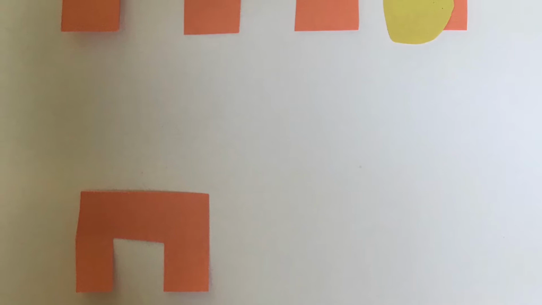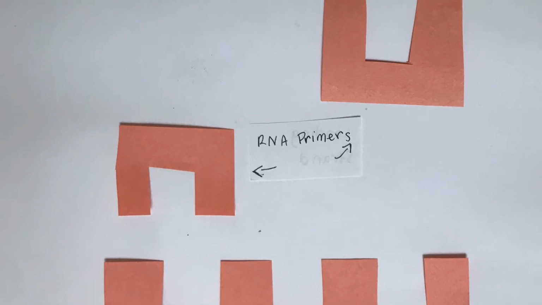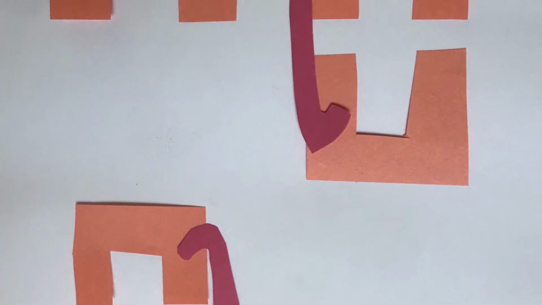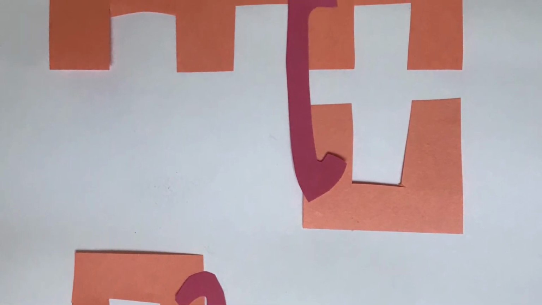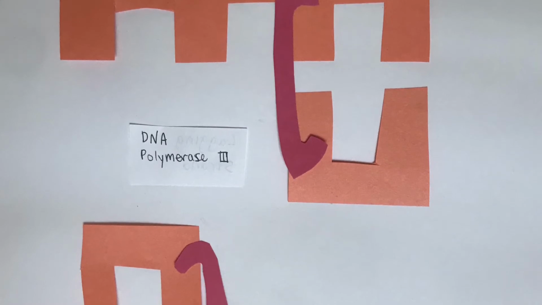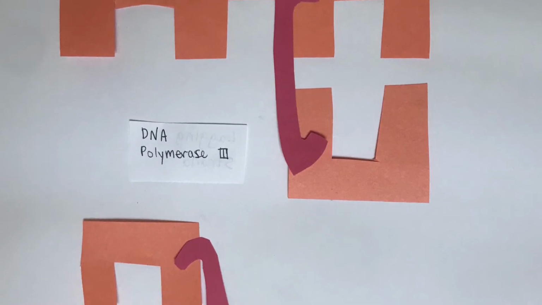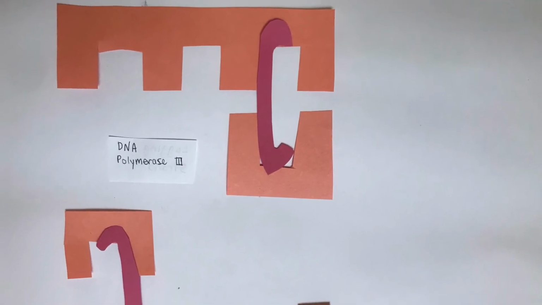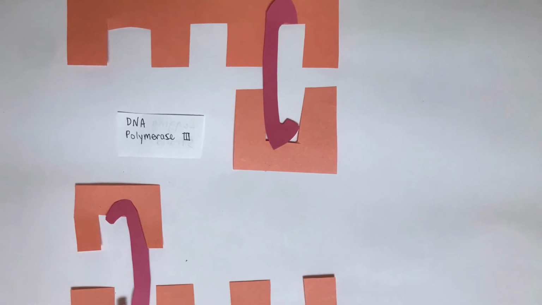To zoom in on this process, primase produces a short RNA primer on each template strand. Then, DNA polymerase III attaches to the 3' end of the RNA primer, and as it moves from the 3' to the 5' end, it joins nucleotides with their corresponding bases on the template strand.